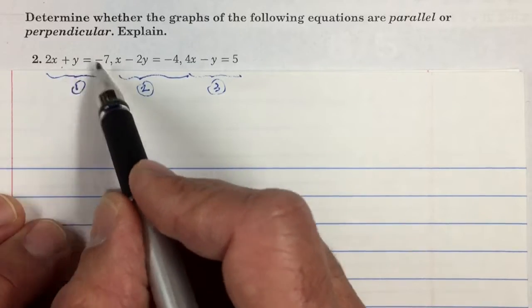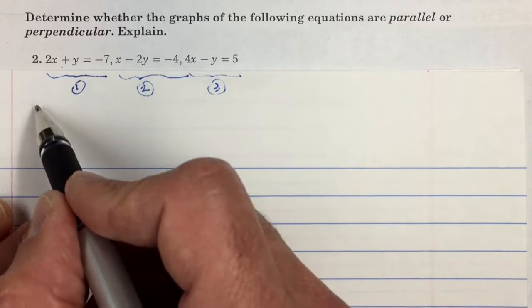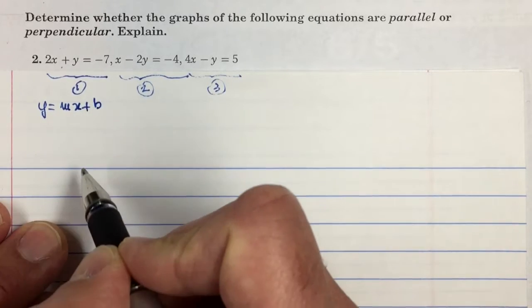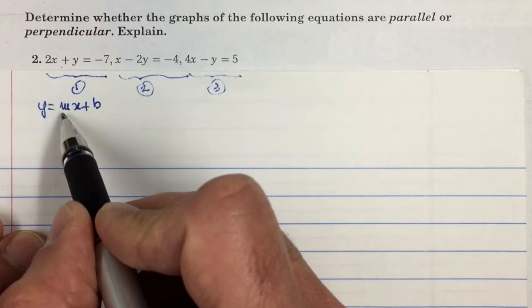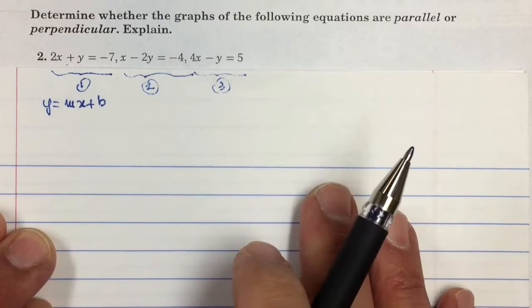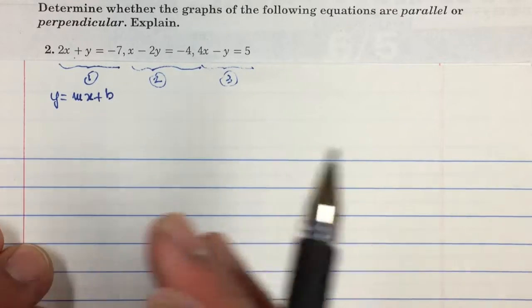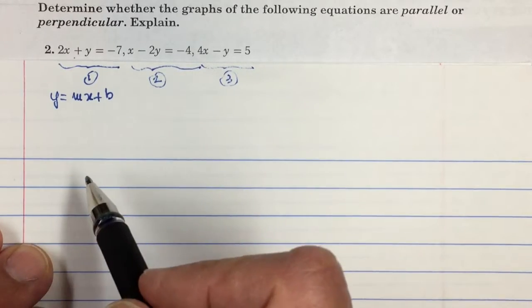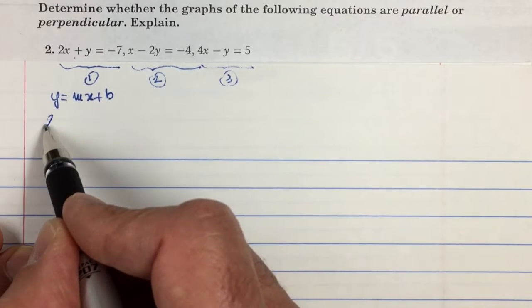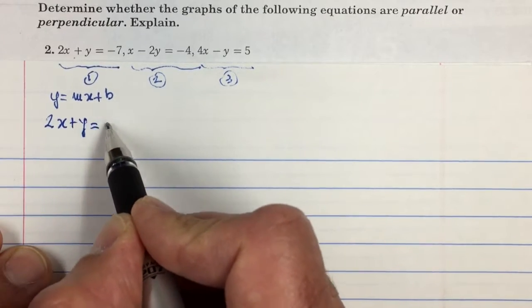Let's go to the first one. Is the first one in slope-intercept form, meaning y equals mx plus b? No, it's not. So I have to rearrange it in order to find the m, the slope. I'm going to do this for each one of these three equations and compare the slope of each one of them and see if they are perpendicular or parallel. So let's go. Let me rewrite it: 2x plus y equals negative 7.